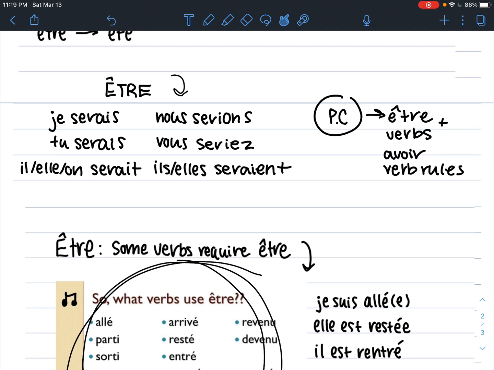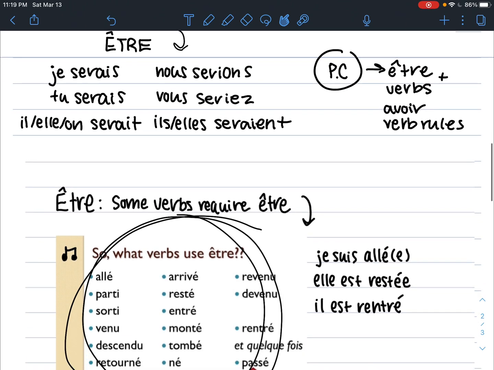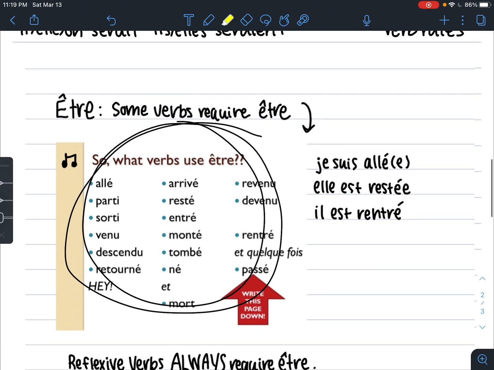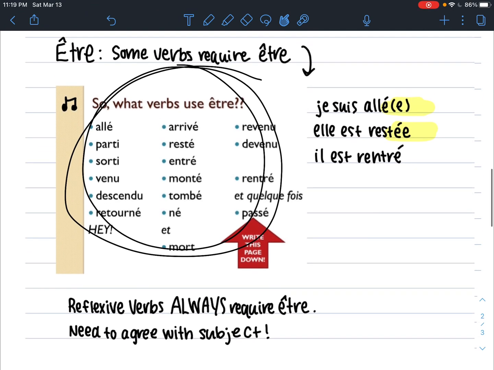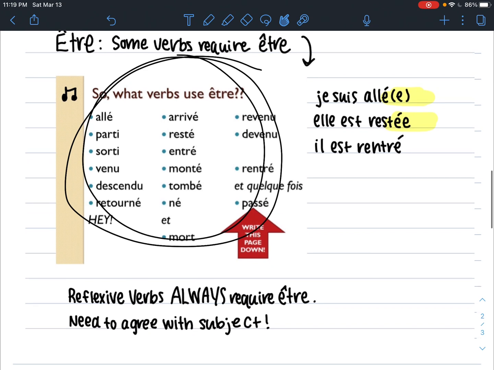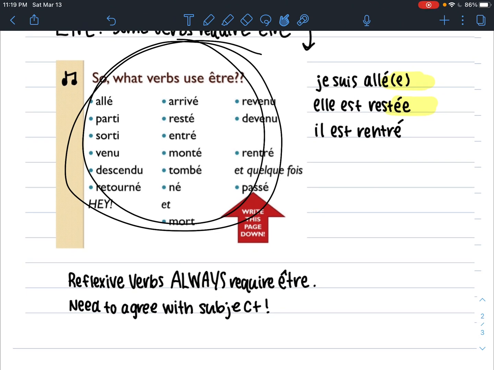And just remember, with être, we do have to have subject agreement, which means the verbs do require agreement. So if you're feminine, you have to add extra letters to the end of your participle. So that can be a bit confusing. So here are our irregular être verbs. And we also have to deal with reflexive verbs. Reflexive verbs are always going to require être, and they also need to agree with our subject.